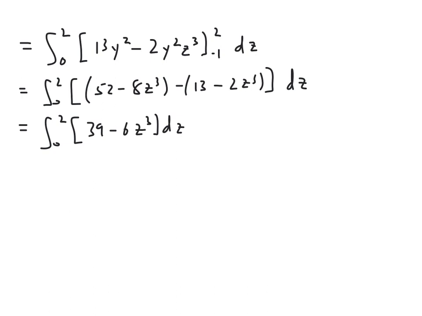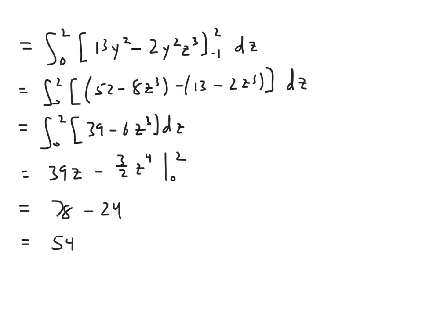And now this is just a single integral of a polynomial. And so the antiderivative is 39z minus 3 halves z to the fourth, and we're ranging from 0 to 2. And so we have 78 minus 3 halves times 16, which is 24. Right, when we evaluated at 0, both terms are 0. And so 78 minus 24 is 54. Right, and so the value of this triple integral over this rectangular region is 54.